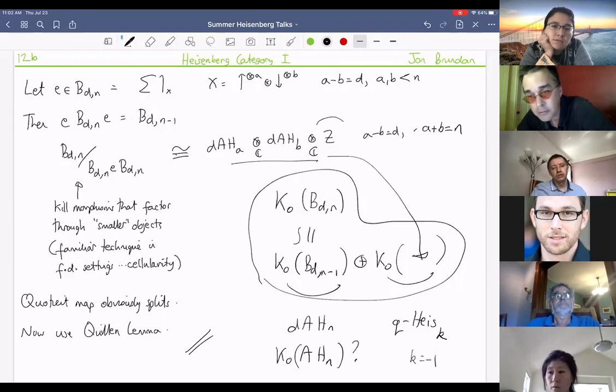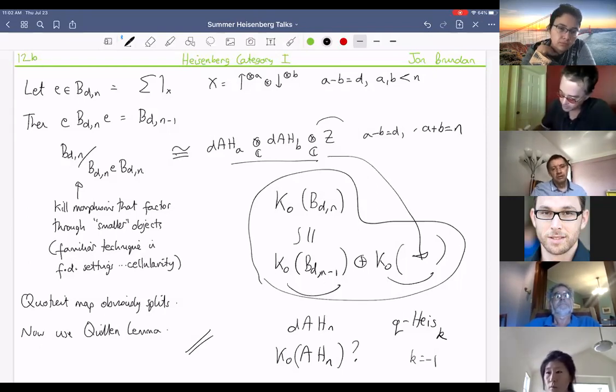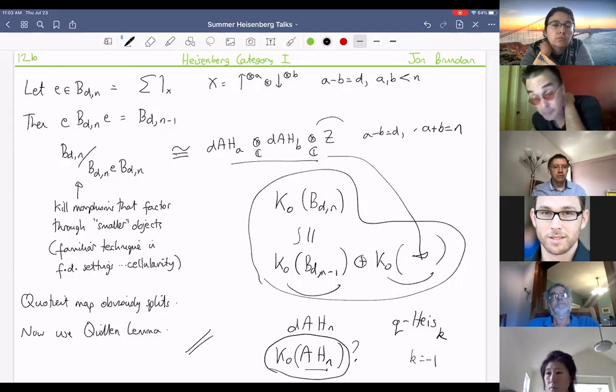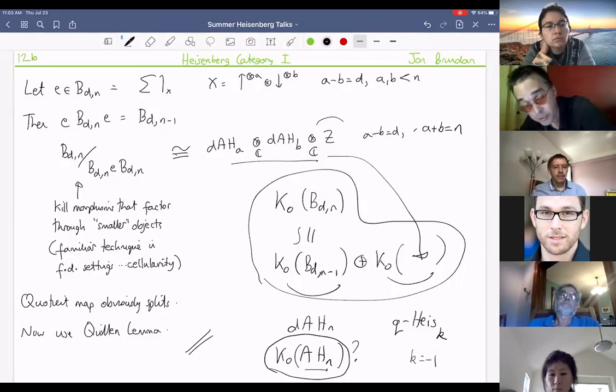So this is still a conjecture. The sticking point in going to the quantum case, everything's in place except we have absolutely no idea how to calculate the Grothendieck ring of the affine Hecke algebra at generic Q. It's not even known. I totally expect that the inclusion of the finite Hecke algebra into the affine Hecke algebra induces an isomorphism between Grothendieck groups. But without this filtration, so you can't employ Quillen's lemma, I don't know what to do.